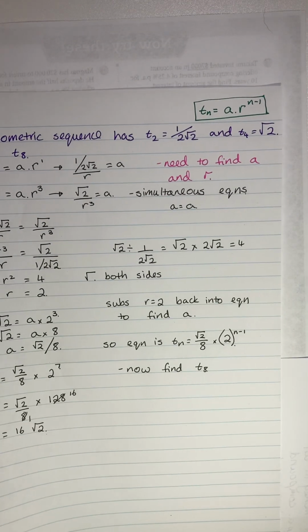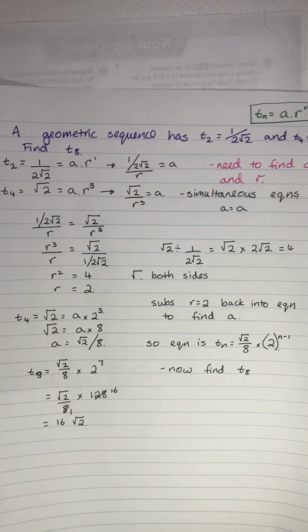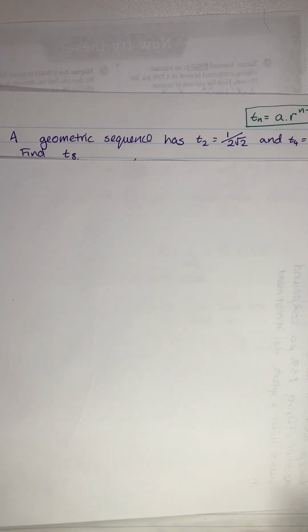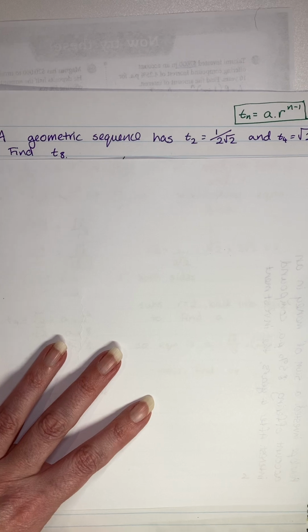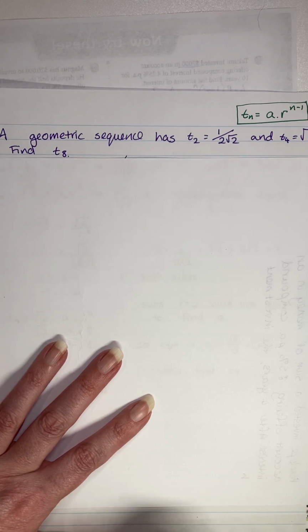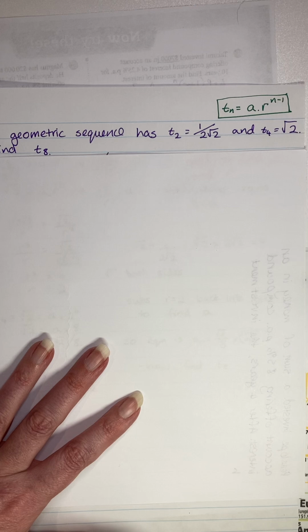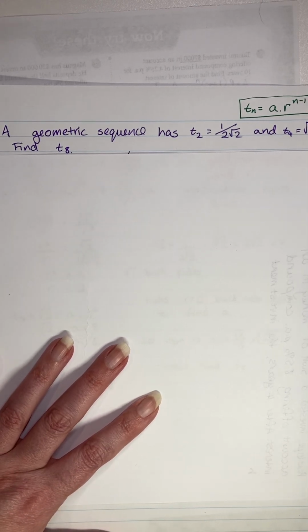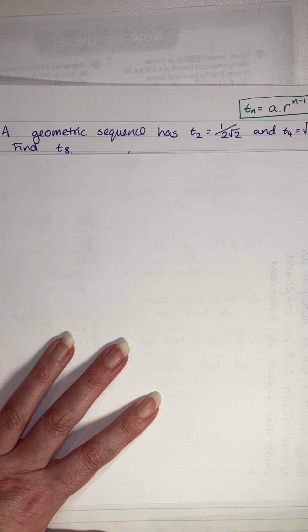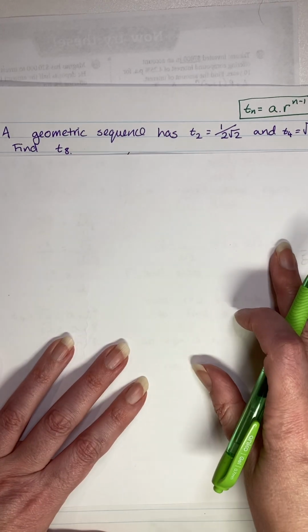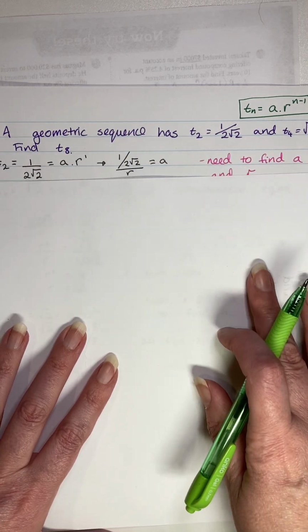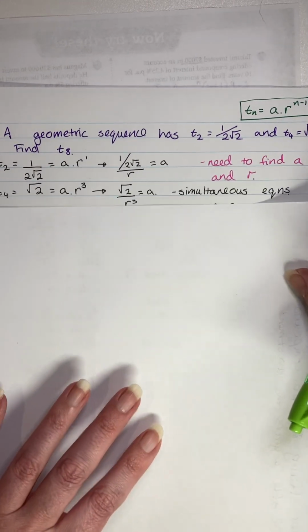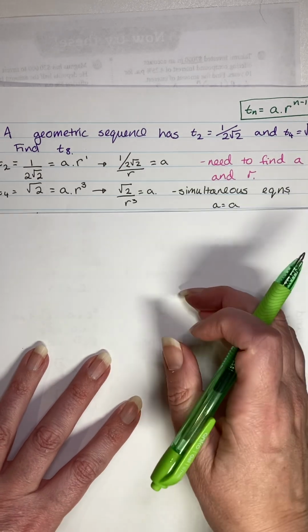The third type of question we'll look at is one which is a bit more complicated. We're told a geometric sequence has T2 equals a certain number and T4 equals another number. We have to find T8. Now, the problem we have here is that we have two variables we are trying to work out. We're trying to find A and R. But what we can do is set up simultaneous equations based on what we've got.